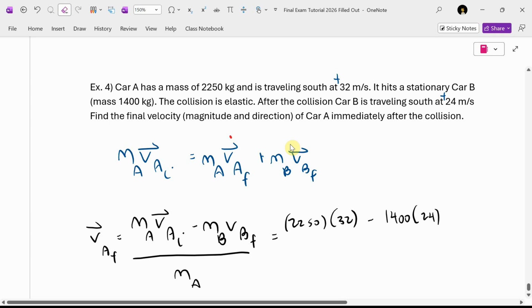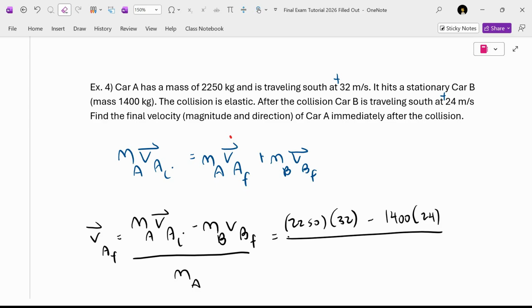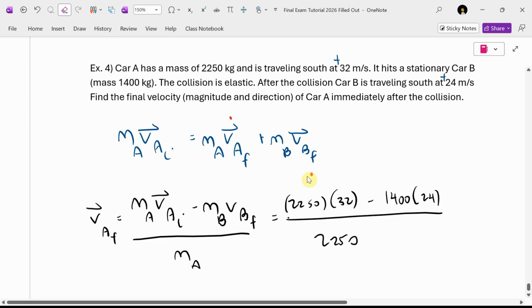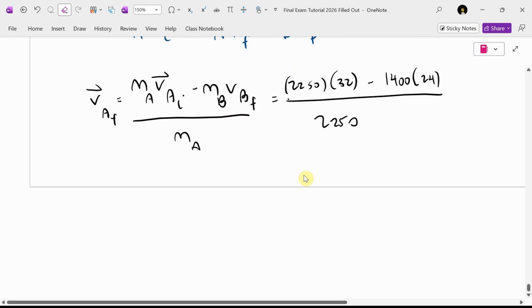Okay, so no, car B was stuck still. Yeah. Sorry, I'm visualizing the question here. Divided by mass A, 2250. I think you do end up with a positive answer. I think. I hope. Maybe. What'd you get?